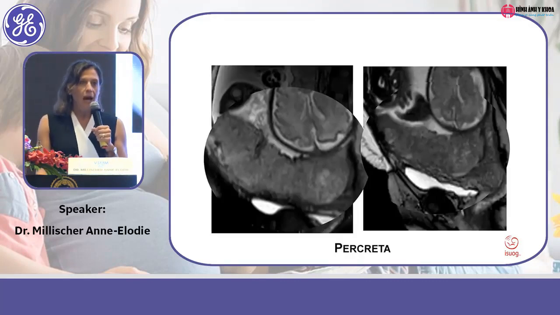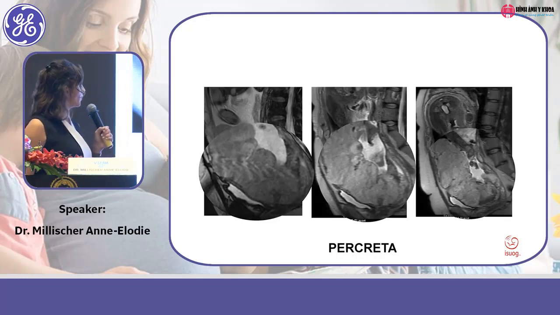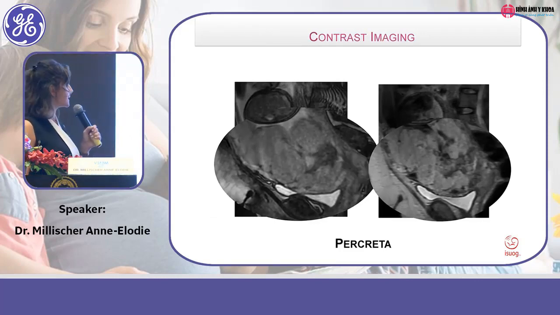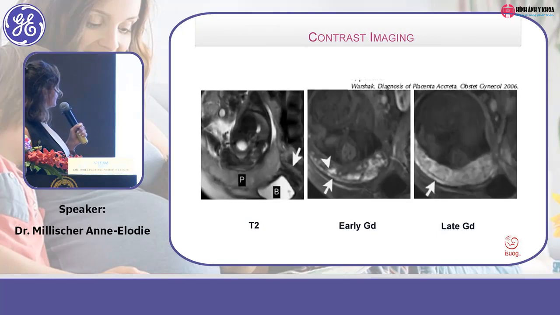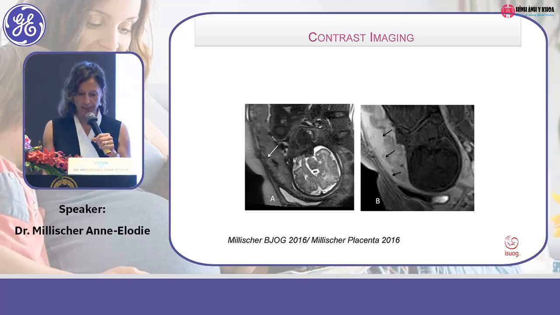Recently, we tried to add some contrast in order to improve the differentiation of placenta and myometrium. And as you can see on this example, sometimes it is difficult to differentiate the placenta and the myometrium. But after adding the contrast, you can see that the borderline of the placenta is more accurate with the contrast.